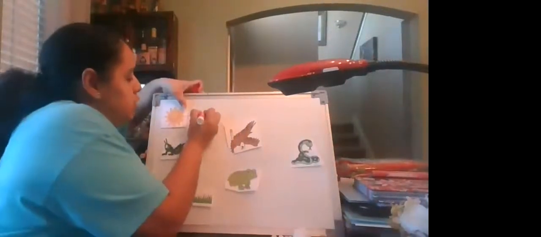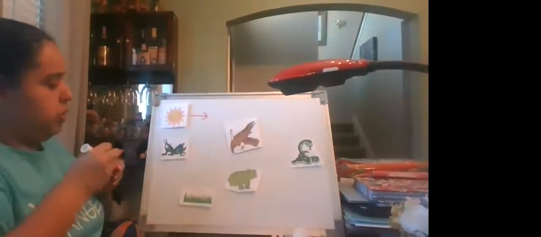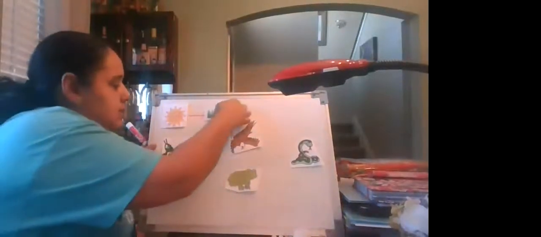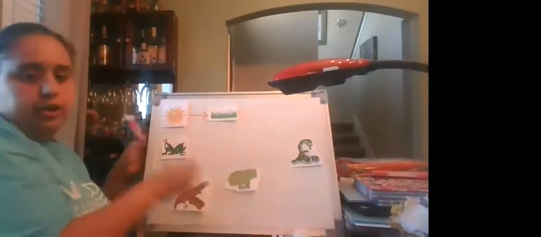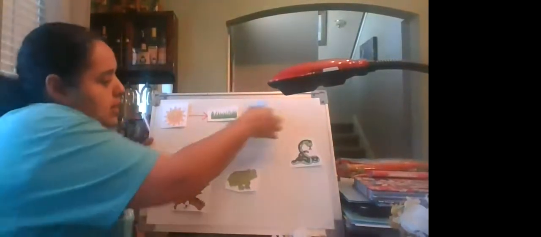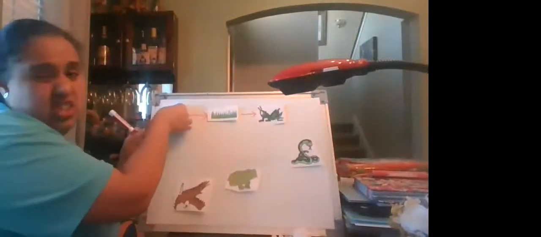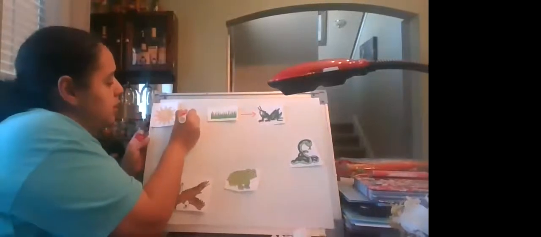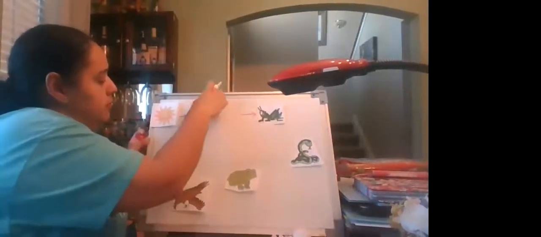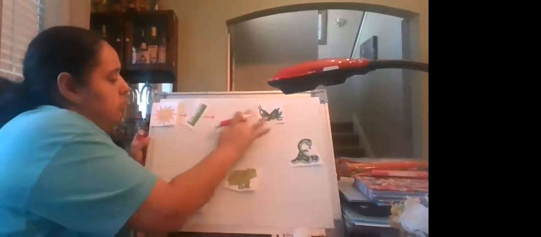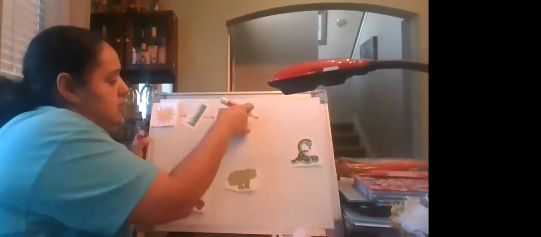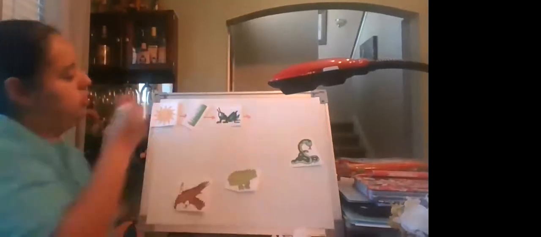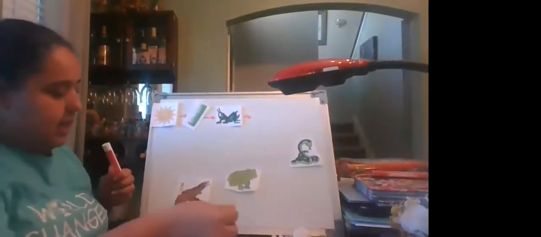The sun gives energy, the arrow shows the energy, to the grass. The grass gives energy to the grasshopper. I think I should have done these a little bit smaller. Let me move it a little bit this way. Here's my arrow. Here's my arrow. Here's my arrow.